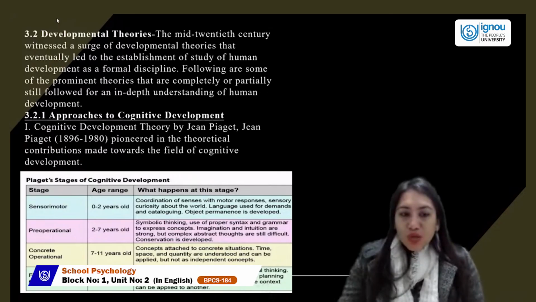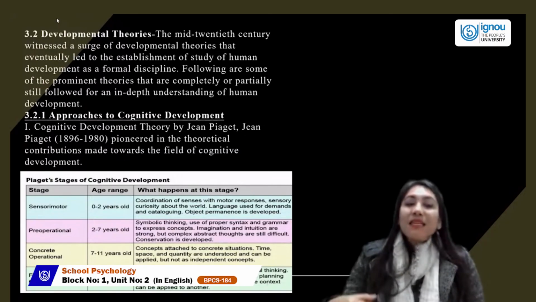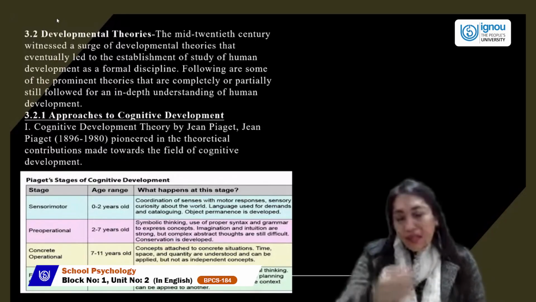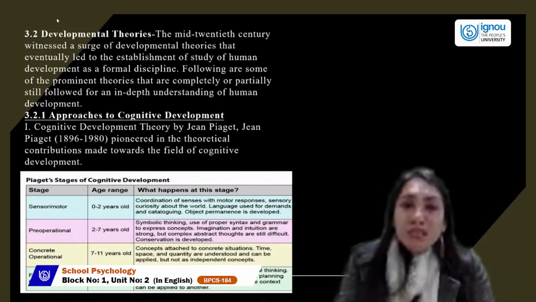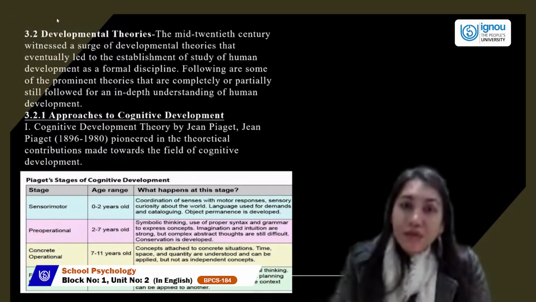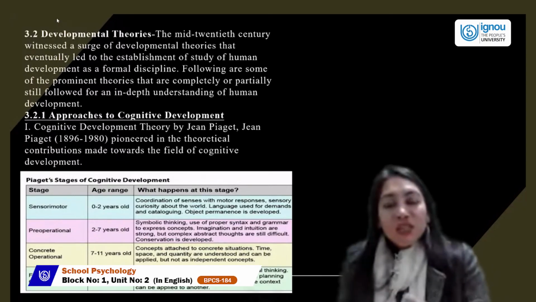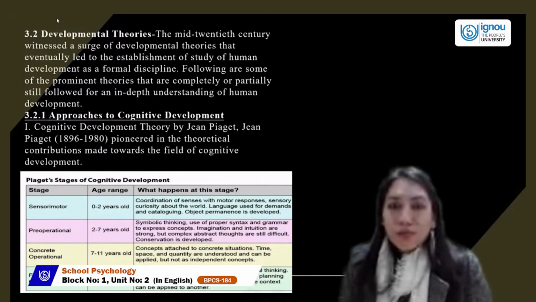Language is used for demands and for cataloging, and children usually start using language by the end of 2 years. Object permanence is at the verge of development; at 1 year, object permanence is not there. Let me explain the concept of object permanence. It's a simple concept. It means the permanency of the object in front of the child develops by 2 years, where the child understands that the object that is hidden continues to stay.